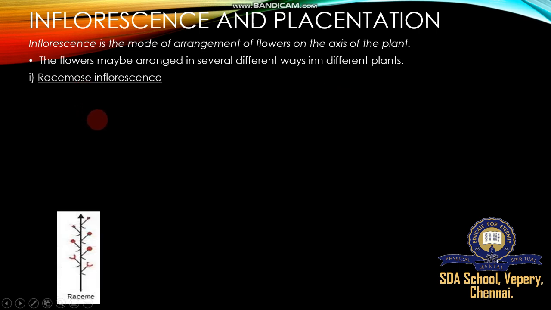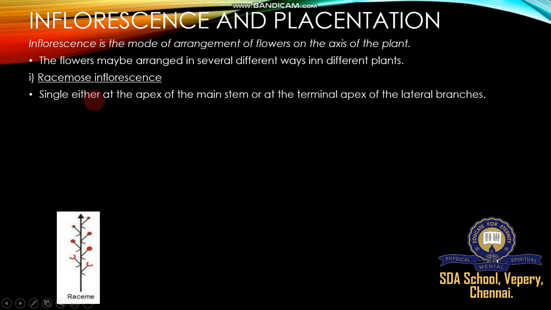Number one is the racemose inflorescence. Here many flowers are arranged from the base to the tip of the inflorescence axis, with older flowers at the base and young flowers at the top. It occurs either at the apex of the main stem or at the terminal apex of lateral branches. A number of flowers at the apex of the terminal branch or main stem is called racemose. In the axil of the leaves, sometimes, a number of flowers are produced, either one or a group. These also come under racemose inflorescence.